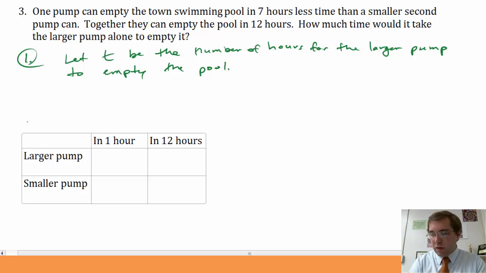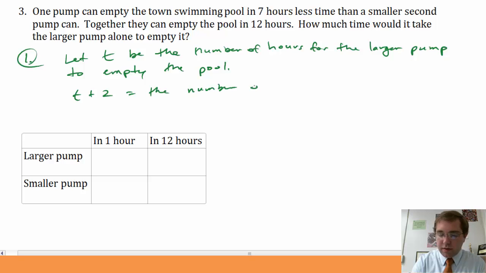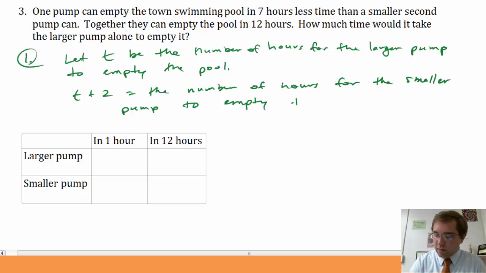Okay? If it does it in 7 hours less than the smaller pump, that means T plus 2 is the number of hours for the smaller pump to empty the pool. Okay? Now I'm going to organize my information.